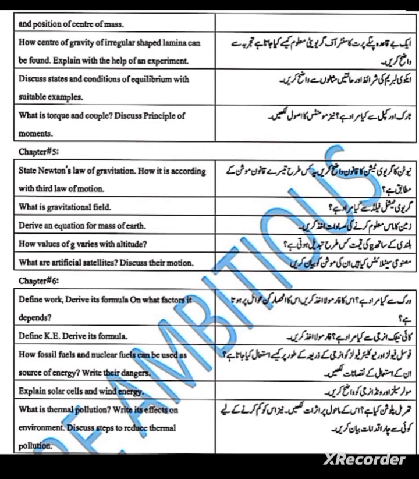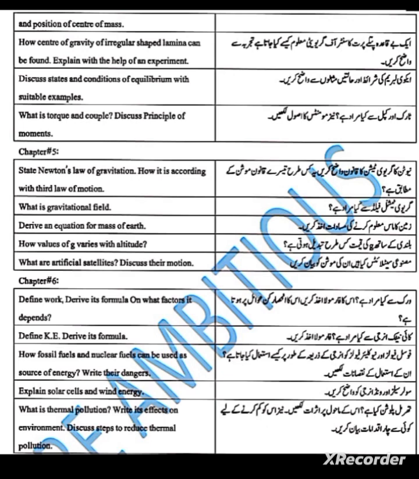From chapter number 5, state law of gravitation, how it is according with the third law of motion, what is gravitational field, derive an equation for mass of earth, how the value of g varies with altitude, what are artificial satellites, discuss their motion.